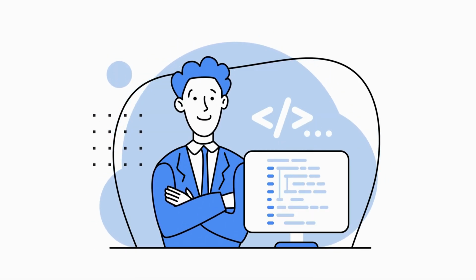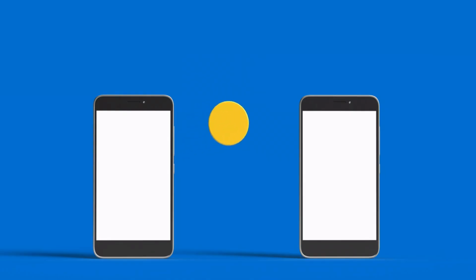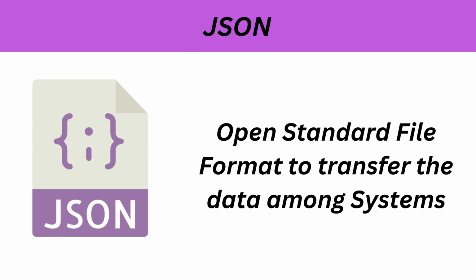So we have seen key technologies to build the systems, but these systems have to communicate with each other. Otherwise, there is no use. That's where JSON comes into the picture. JSON is an open standard file format to transfer the data among systems. You should be very familiar with JSON because any modern web application will produce JSON as an output, and it will consume JSON as an input.